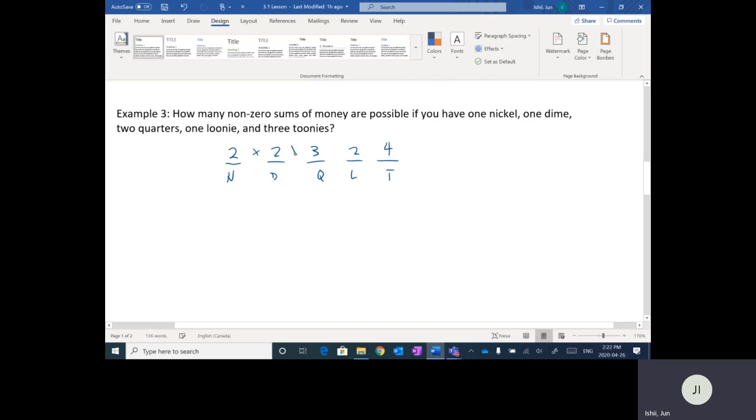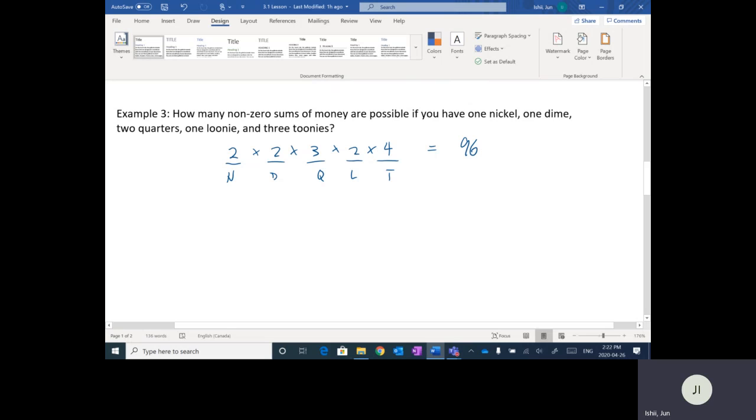Now, when we multiply these together, we're going to get, what's that? 4 times 3 is 12. 12 times 2 is 24. 24 times 4 is 96. So there's 96 possible sums.